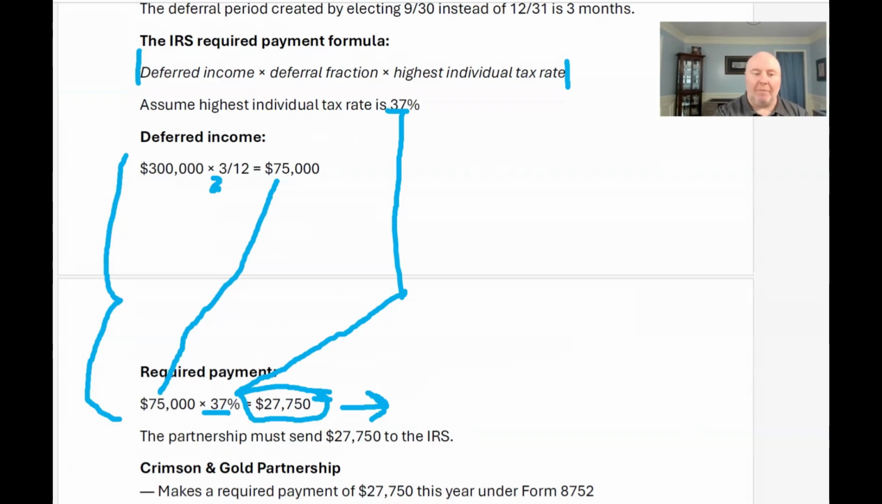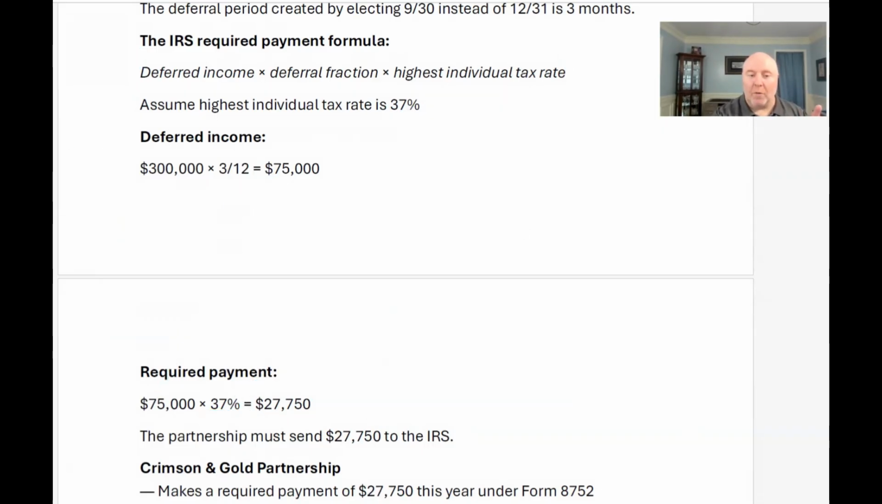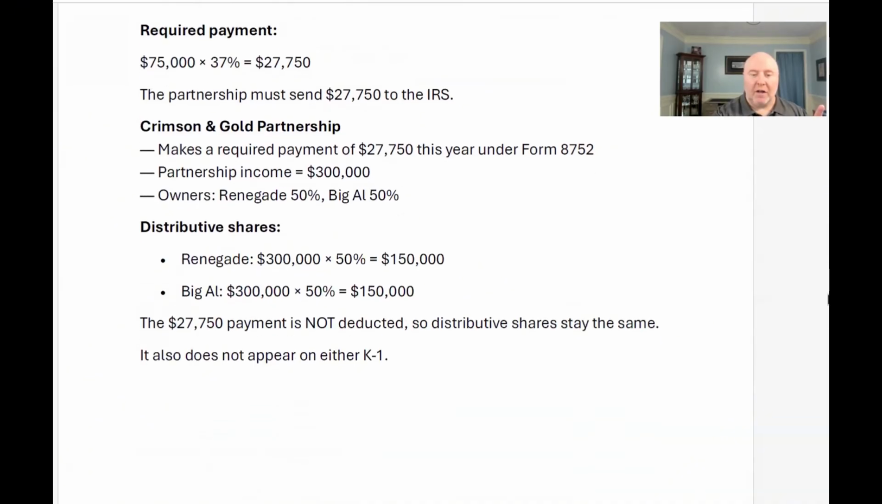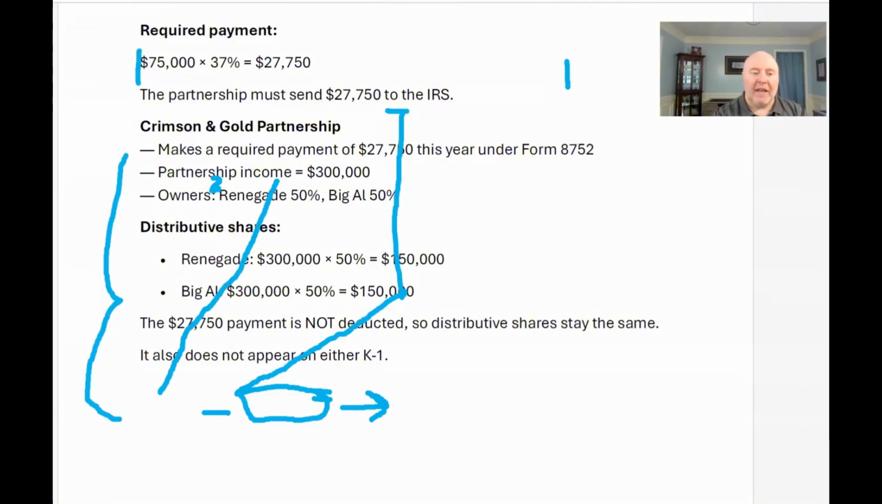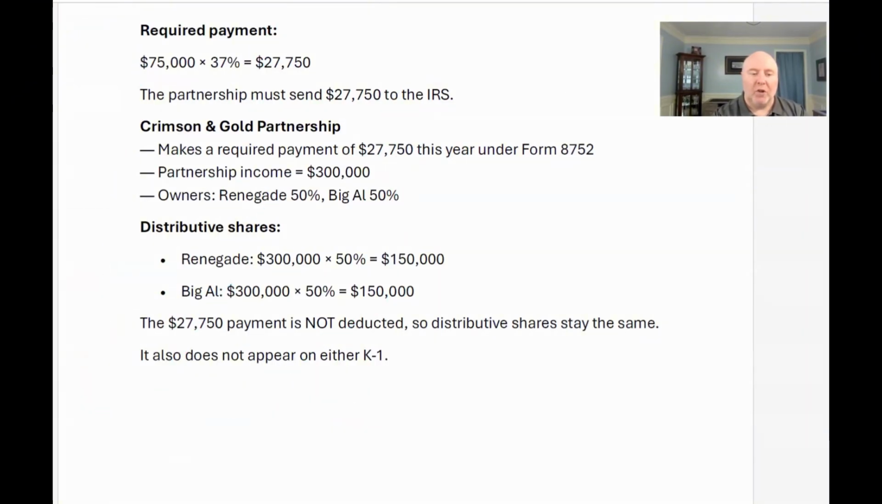Okay. One more thing I want to talk to you about over here. Okay. So they're making this payment. Now, it's important to note that this payment, it's not a tax, it's not an expense, it's nothing like that. So what happens is it's not going to show up on our K1. And it's important to note, it is not going to reduce our distributive share.